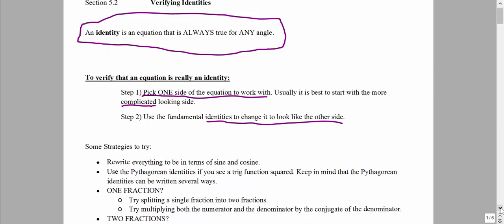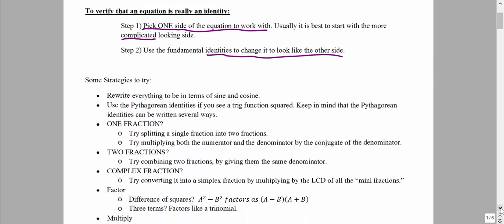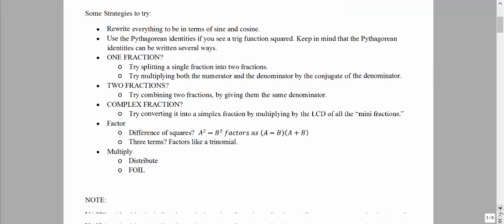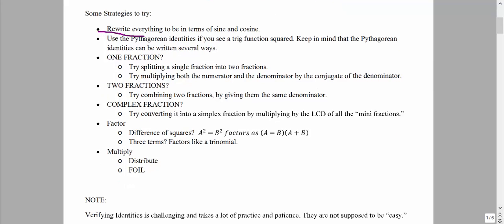Now there's no one way to do this. There are several different strategies that we're going to start to use. We can rewrite everything in terms of sine and cosine. That's one strategy. Usually if you do that, things start to cancel out and get simpler to look like the other side. We can use our Pythagorean identities. So if you see a trig function squared and if you see plus or minus 1, usually the Pythagorean identities will be helpful. And we do want to keep in mind that the Pythagorean identities can be rewritten in several different ways.